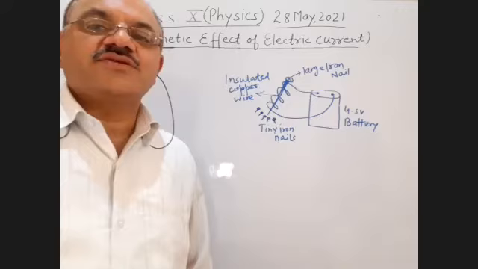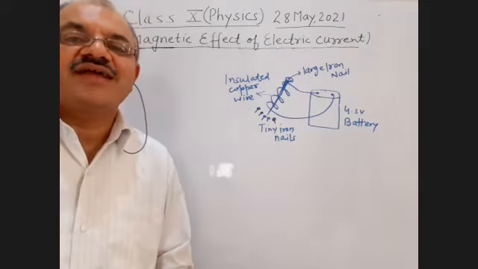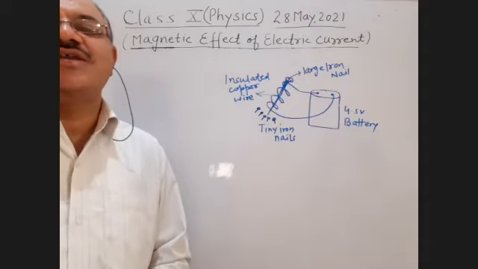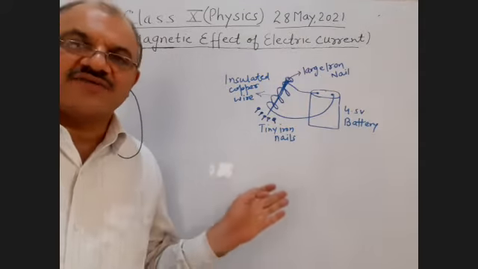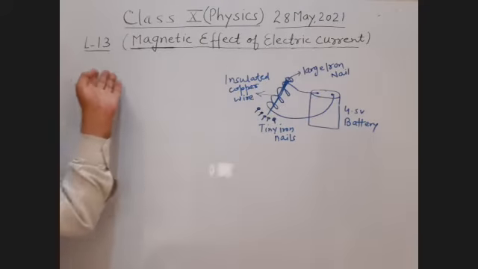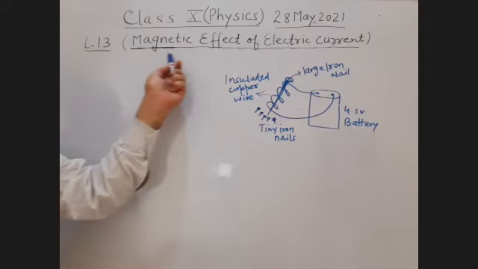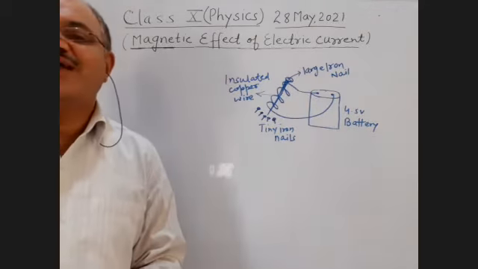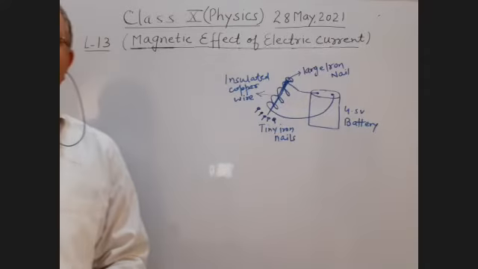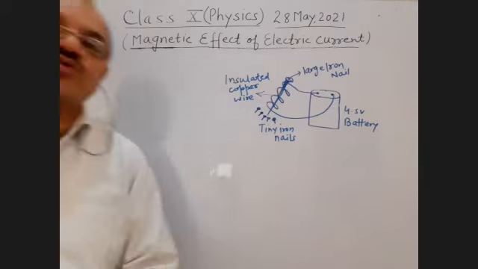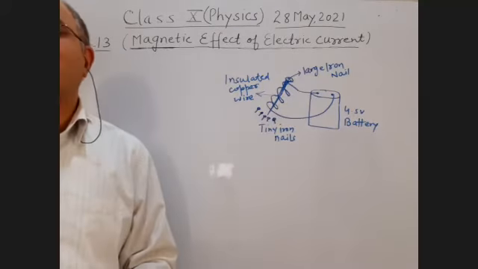Hello, students. In our previous lesson on electricity, we studied the heating effect of electric current. Today we are going to start a new lesson, lesson number 13, the magnetic effect of electric current. In this lesson, we are going to study how, when we pass electric current through a conductor, it shows a magnetic effect also.